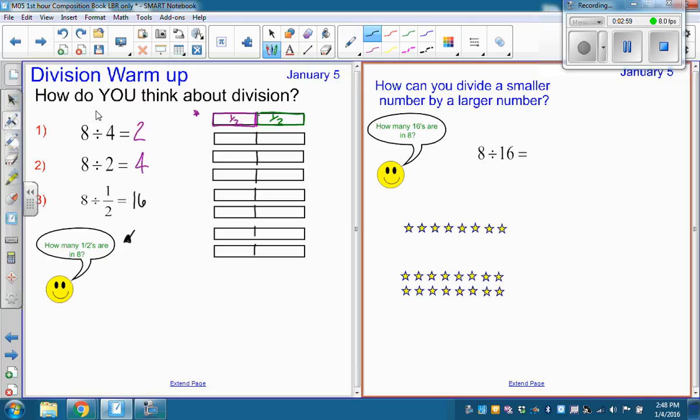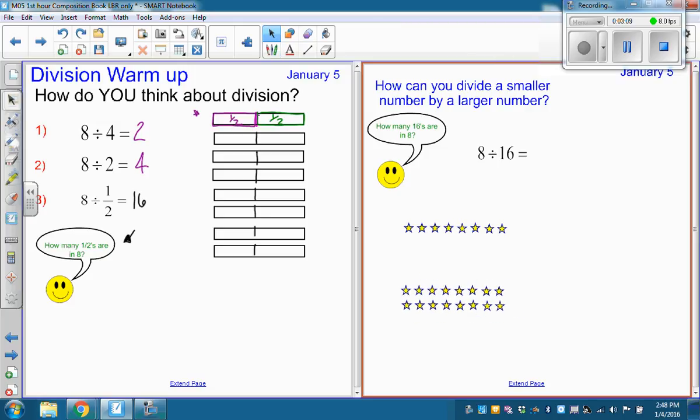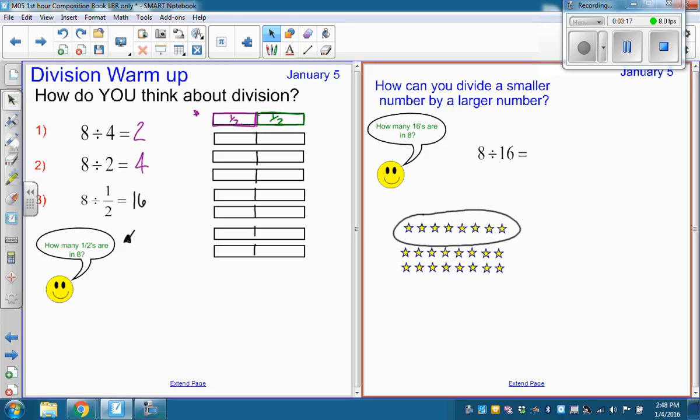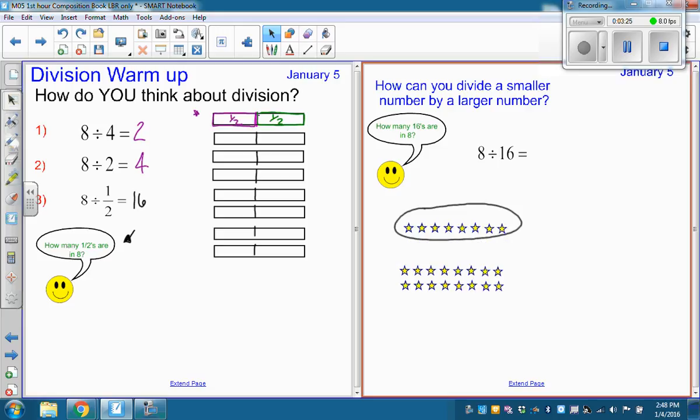For example, when you divide a smaller number by a larger number, it's a harder picture to draw. This problem is asking how many of the 16 stars below can fit into the 8 stars. So if this is our 8 stars, and we're asking how many of these 16 stars fit into the 8 stars, only half of them fit in there. So whenever you divide a smaller number by a bigger number, you're going to get an answer that's less than 1.